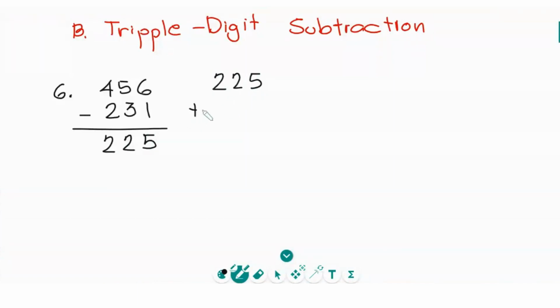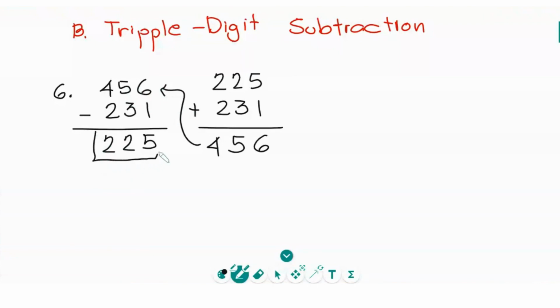We're going to add it to 231. So 5 plus 1 will give us 6. 2 plus 3 is 5, and 2 plus 2 is 4. Therefore, we end up getting 456, and our final answer is 225.